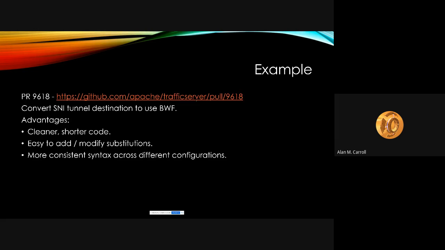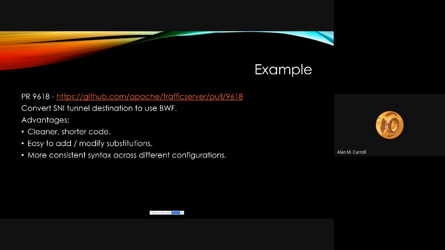So we have this PR if you want to go look at it. I wanted to convert the SNI tunnel destination stuff to use BWF for several reasons. One is the code is cleaner and shorter. We're not rewriting string parsing code again. You just say, parse it for me, BufferWriter, and here's the name binding I want. This means it's easy to add or modify substitutions.